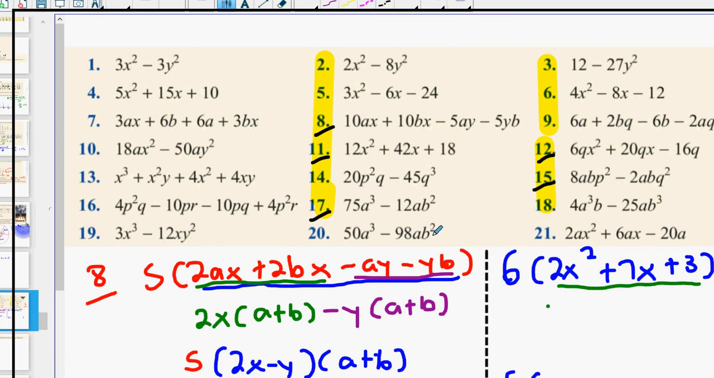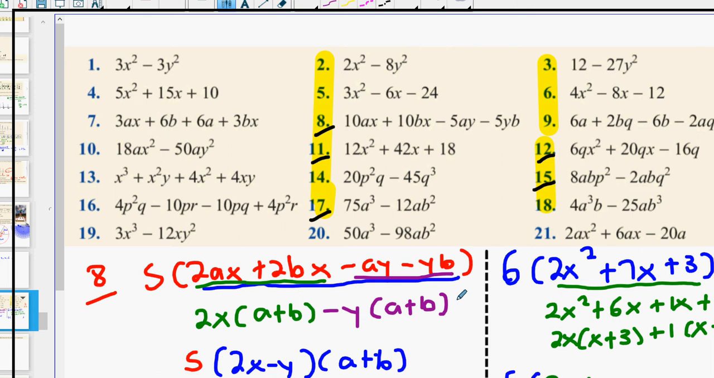Here's what I'm going to do with it. 2x squared plus 6x plus 1x plus 3. 2x into x plus 3, plus 1 into x plus 3. And finally, what does the green part turn into? 2x plus 1 close bracket and then open bracket. How many people got that? Okay, only a few of you.